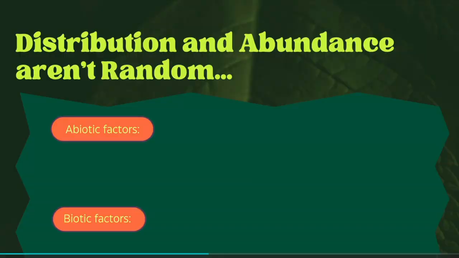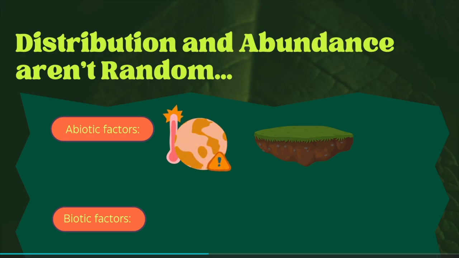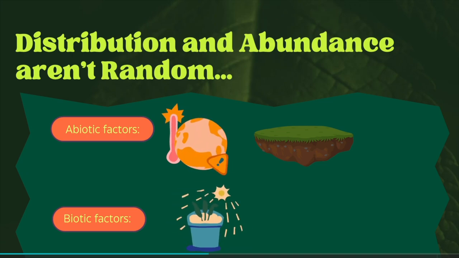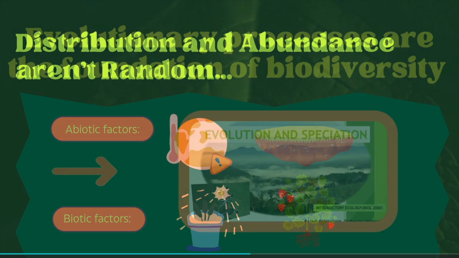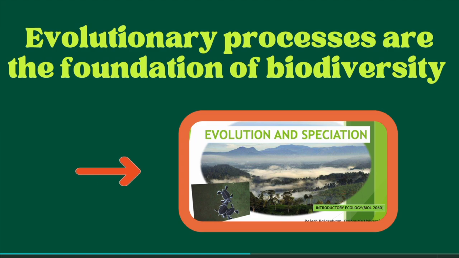The distribution and abundance of species here aren't random. As discussed in Lecture 6, abiotic factors like temperature and soil composition influence which species can thrive. For example, the soil's pH can determine which plants grow. In turn, these plants shape the habitat for insects and small mammals. Biotic factors like competition for light and resources further regulate species populations and their distribution across forests.